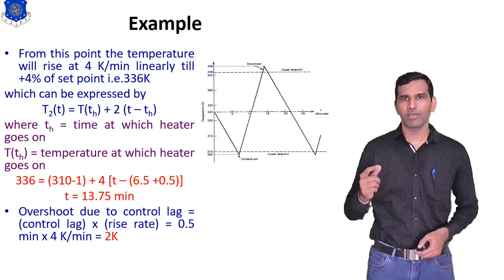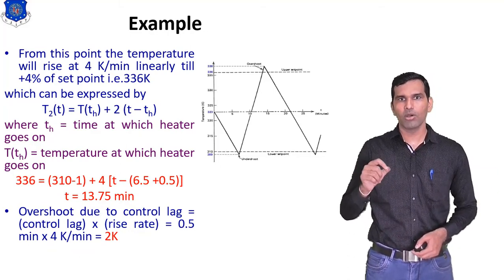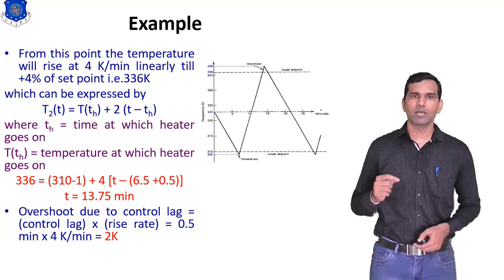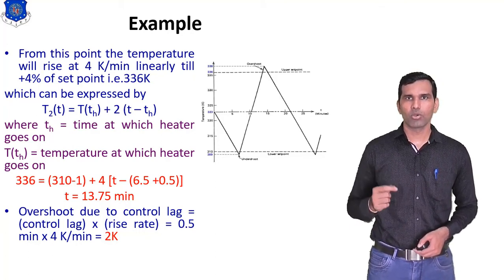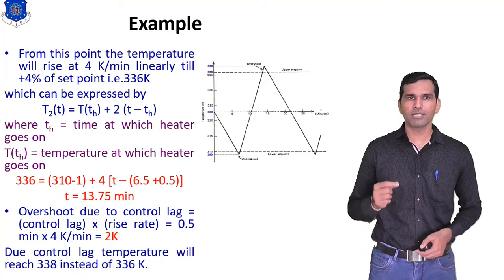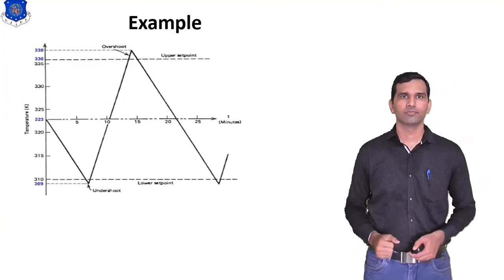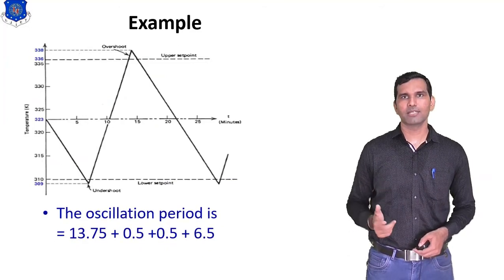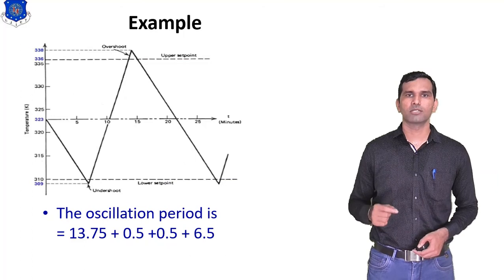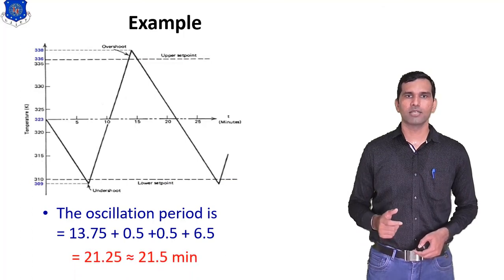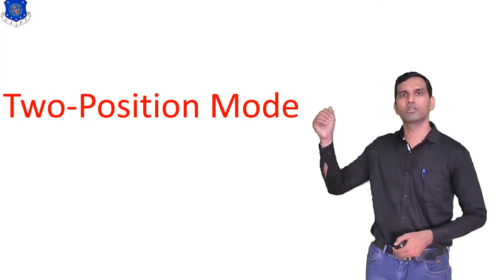Overshoot due to control lag, we can find out by using control lag into rise rate. So we know control lag is 0.5 minute and the rise rate is 4 Kelvin per minute. So we get 2 Kelvin. So due to control lag, temperature will reach 338 instead of 336. So the oscillation period we can calculate as 13.75 plus 0.5 plus 0.5 control lag plus 6.5. So we get oscillation period is 21.25, or we can say 21.5 minutes. So in this lecture we discussed two position mode.